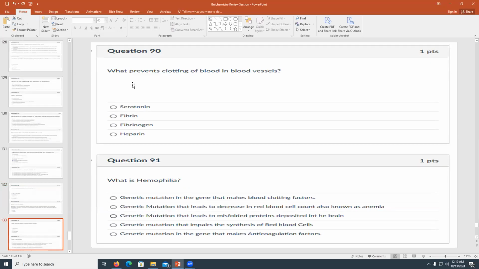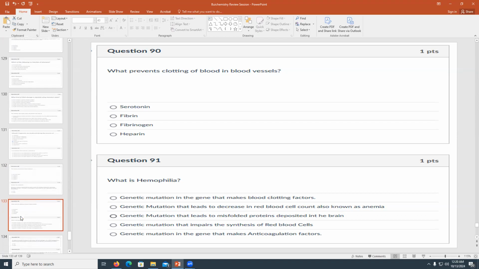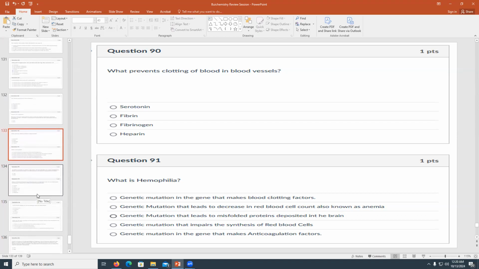What prevents clotting of blood in the blood vessels? Heparin. Heparin is an anticoagulant. Hemophilia is a genetic defect that prevents blood clotting, a genetic mutation in the gene that makes blood clotting factors. So the people with hemophilia, if they are injured, they can bleed to death. The answer is A, in the gene that makes the blood clotting factors.